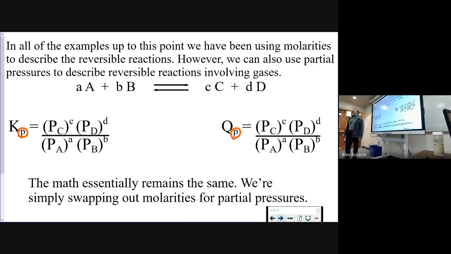So these are given the subscript little p, or big capital P, I guess. Kp or Qp. Same math, partial pressures instead of molarities. Same setup, partial pressures instead of molarities. So really, it's the same darn thing. Yeah, kind of. And we're just using different values. When you set it up generically, you don't want to use brackets, right? Brackets imply molarity. So you'll notice how I have just good old standard parentheses going on.